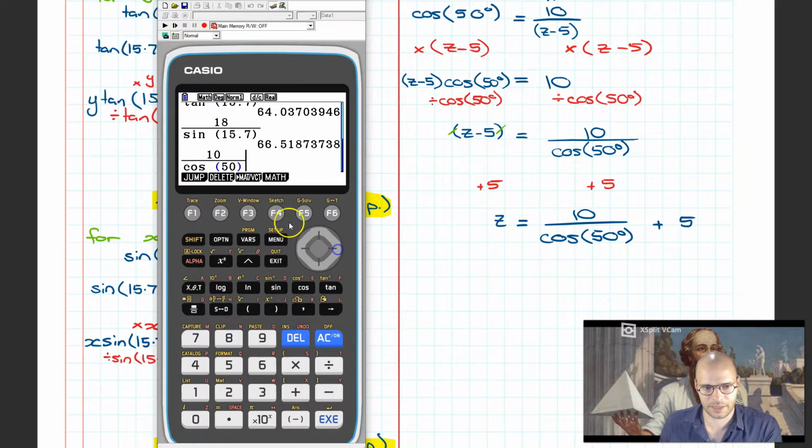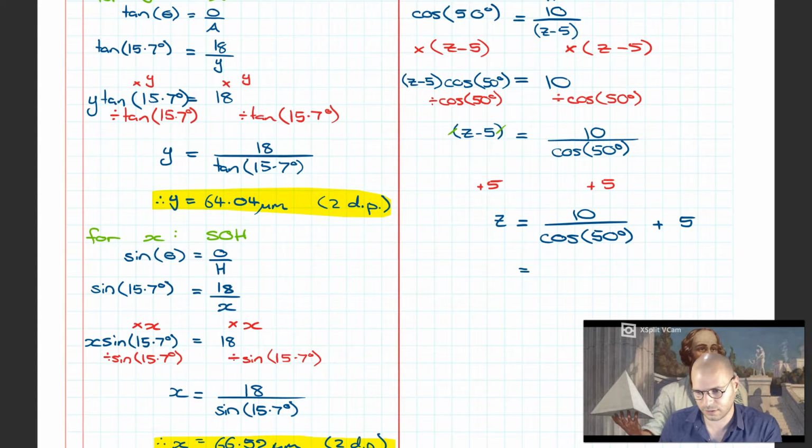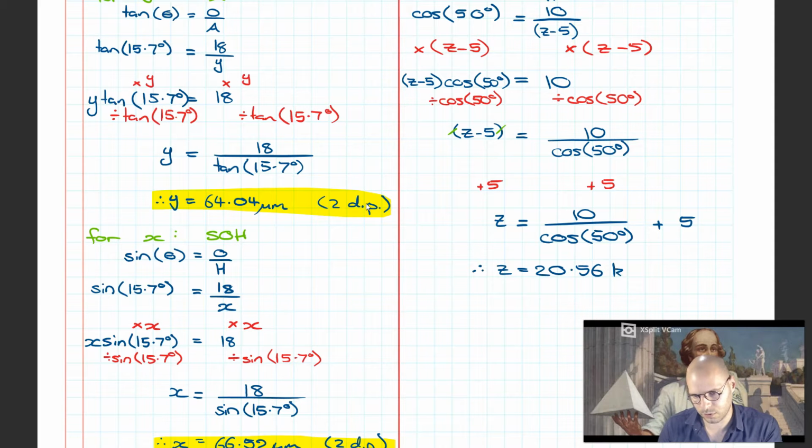Use the little D-pad here to shuffle to the right, then I go plus 5, and thus we come to the conclusion that the unknown value, that is z, is equal to 20.56 kilograms, not a unit of distance, rather a unit of mass.